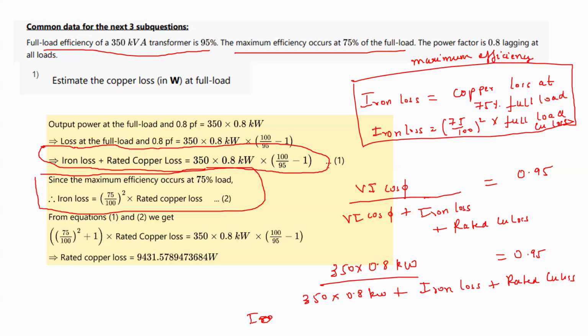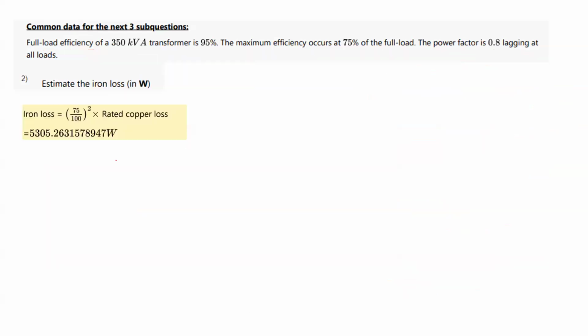So you have this one equation, and you have the second equation. The second equation is also in terms of iron loss and rated copper loss, and the first equation is also in terms of iron loss plus rated copper loss. So you have two unknowns, two equations. If you solve it, you can get the rated copper loss. So this is how you solve the question. Is there any doubt in this question? If you have any doubt, please ask. Now I'm going to the next question.